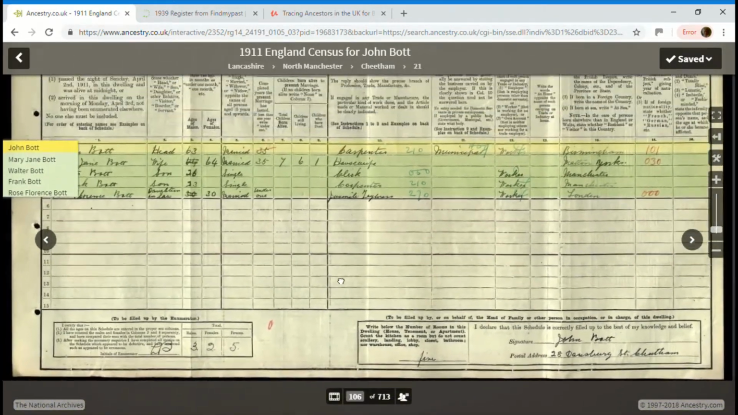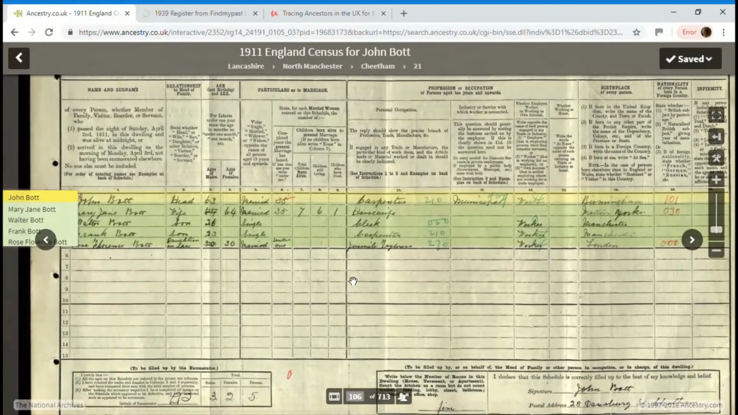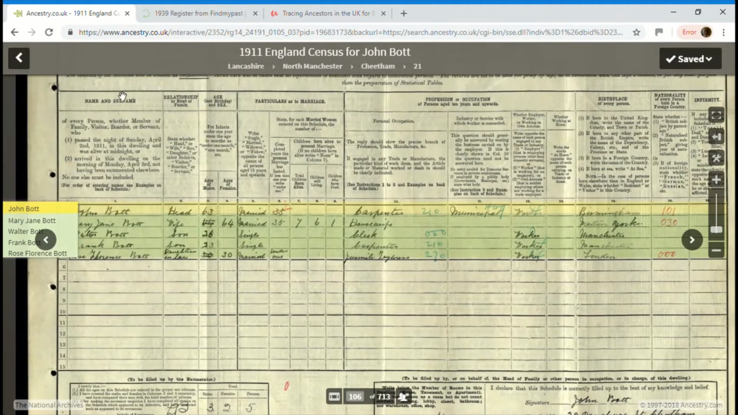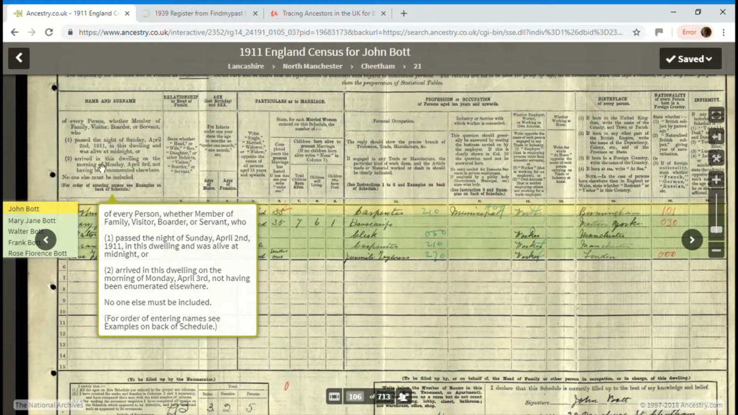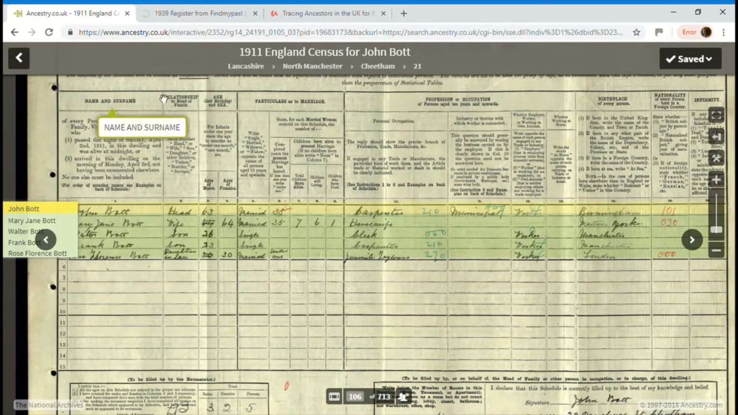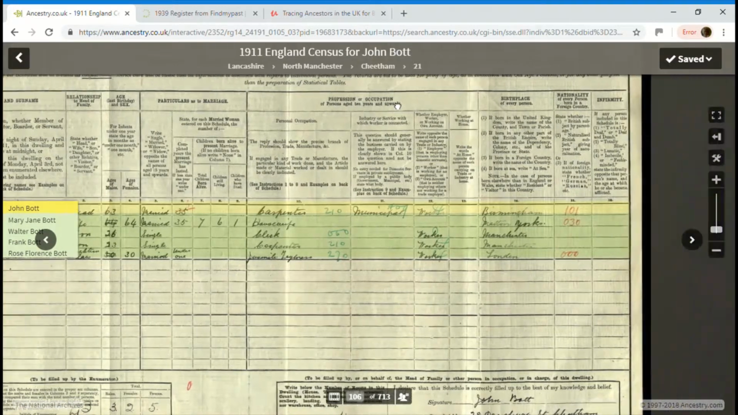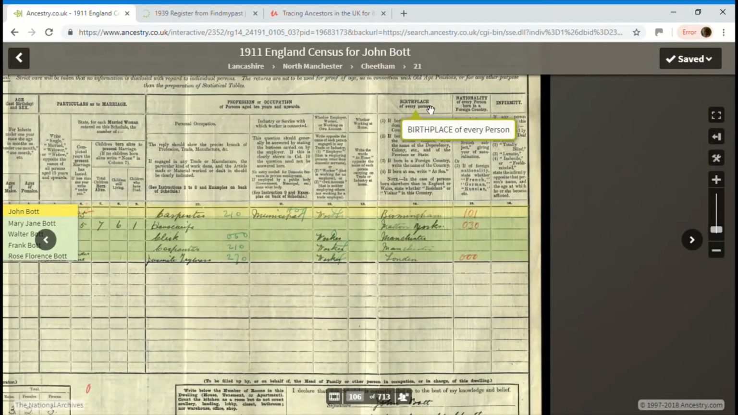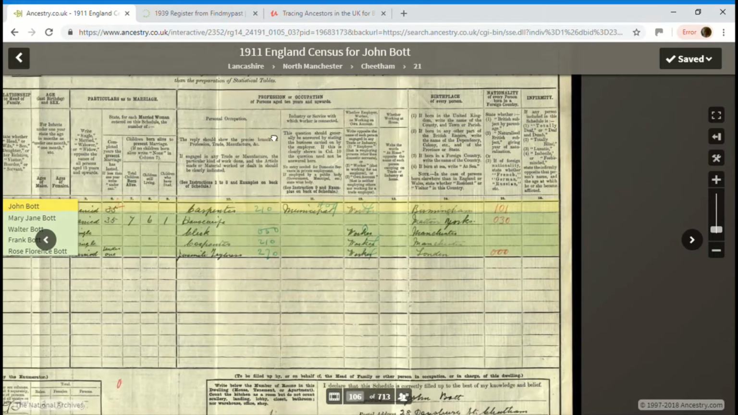So every single household has its own page, and the information that we have is name and surname. There's a few more details there that you can read. I'm not going to go through all that. Relationship to head of family, age on last birthday, particulars as to marriage, profession or occupation, birthplace, nationality, and any infirmities. So let's have a look at that in more detail.